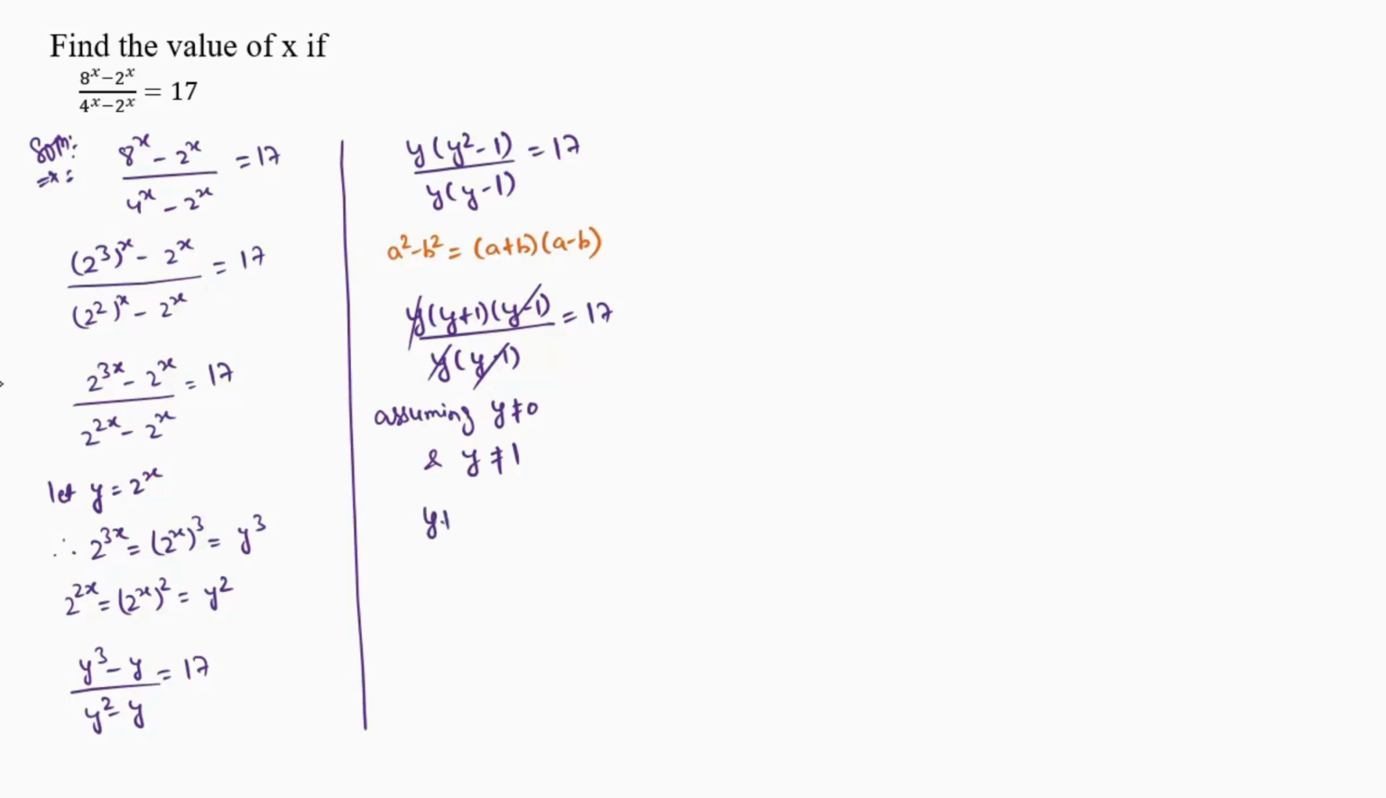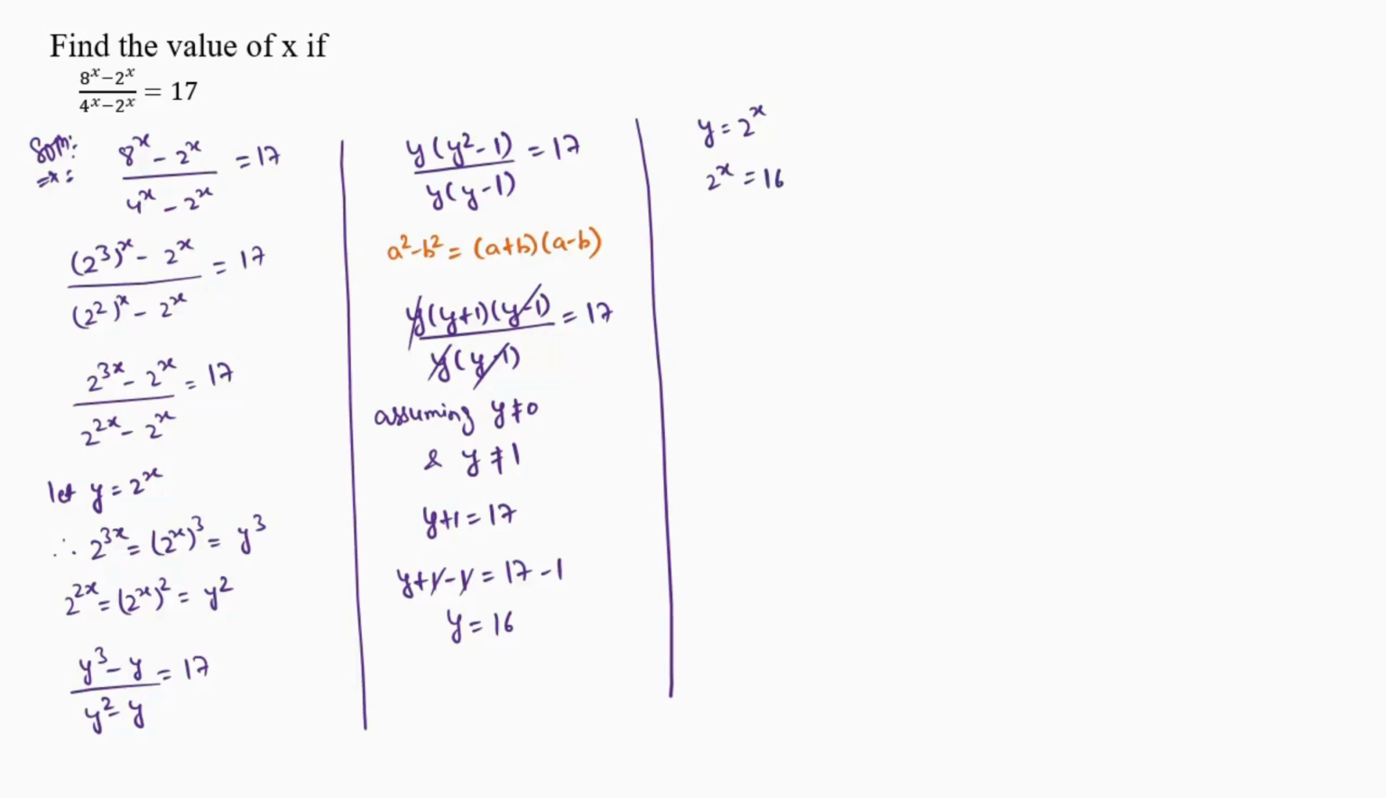So we get y + 1 = 17. Now subtract 1 from both sides, we get y + 1 - 1 = 17 - 1. From here we get y = 16. Earlier we assumed y = 2^x. So on substituting the value of y, we get 2^x = 16, which can be written as 2^4. Since here the bases are the same, their powers are also equal. So x = 4.